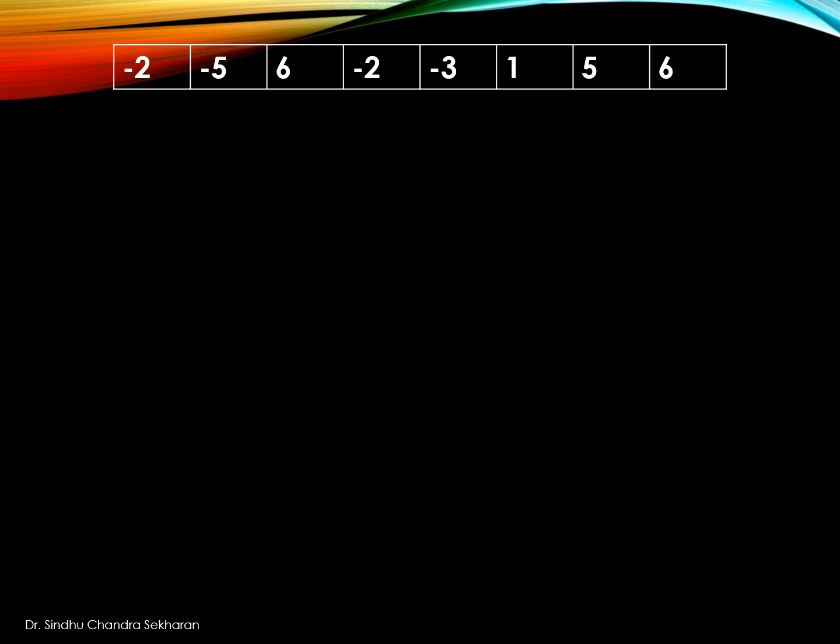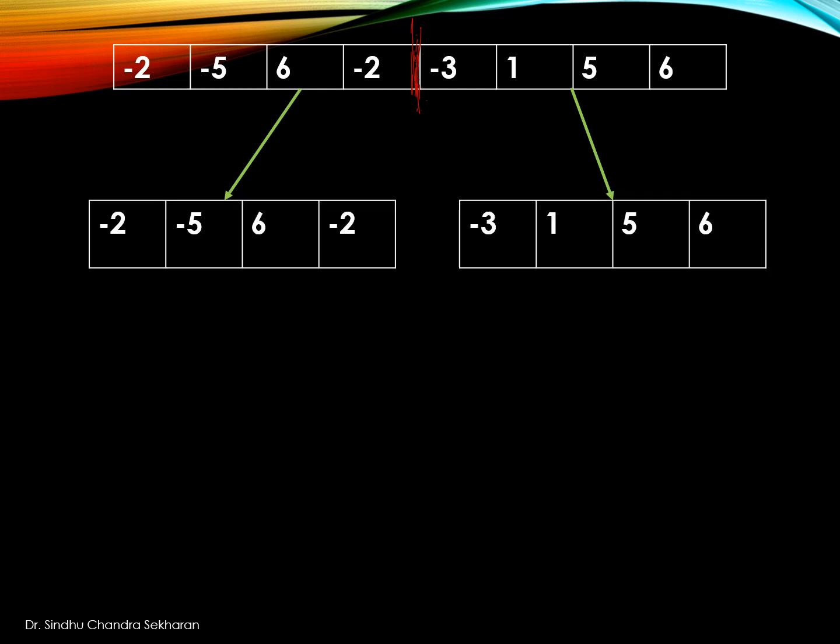So I have 8 elements, right? So the midpoint is at -2. So I'm going to divide the array just after -2 here. So when this is happening, now what is the main agenda? I want to find the maximum subarray sum. So as I divide it, I'll be getting two subarrays with 4 elements each.